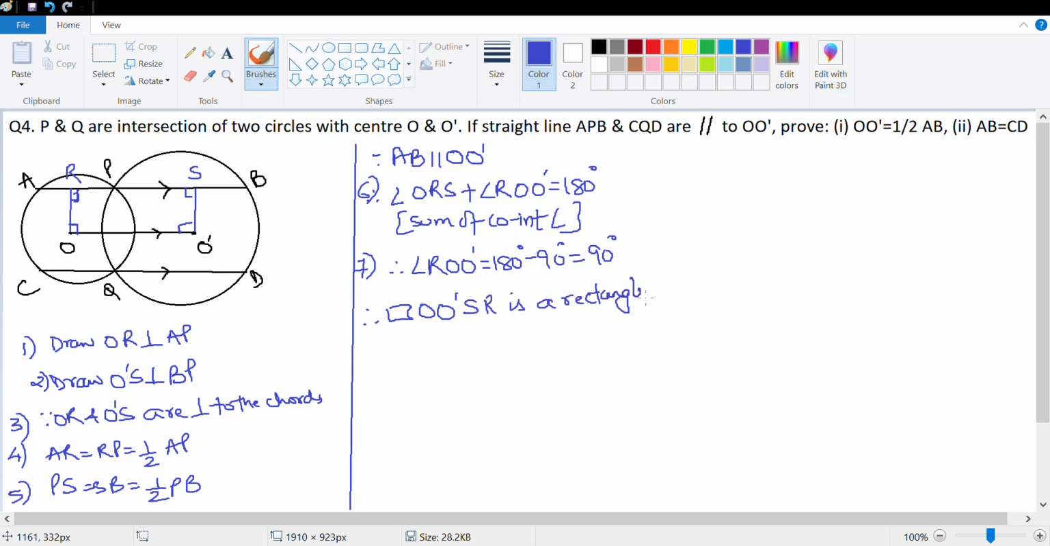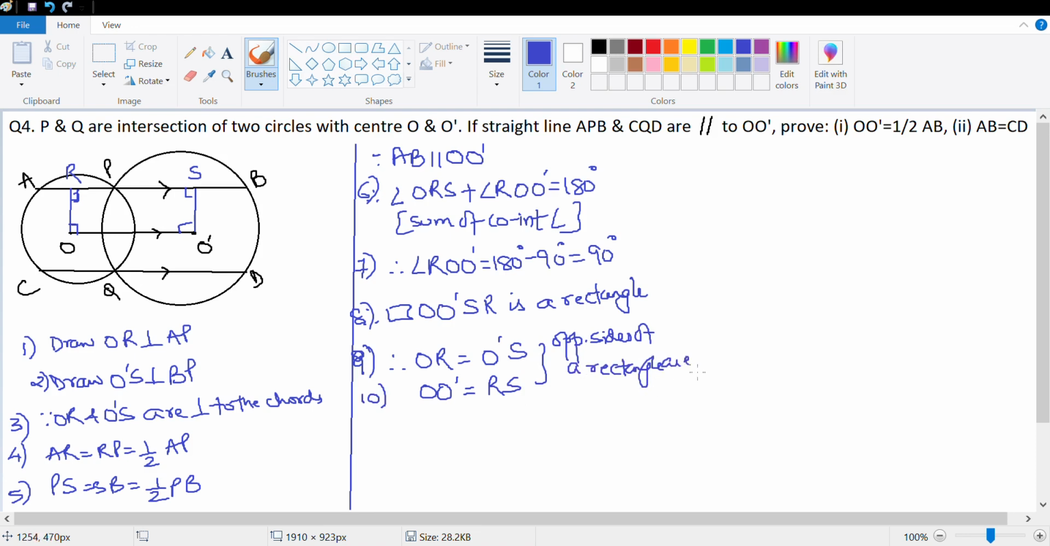All the vertex angles are 90 degrees, which means it is a rectangle. What this means is, therefore, OR is equal to O dash S and OO dash is equal to RS. These are opposite sides of a rectangle, and opposite sides of a rectangle are equal. Let's see if we can get something from here.